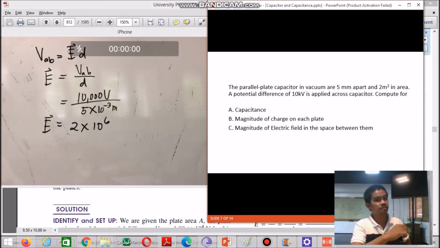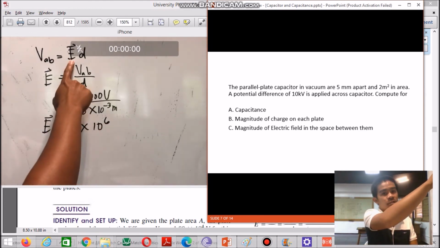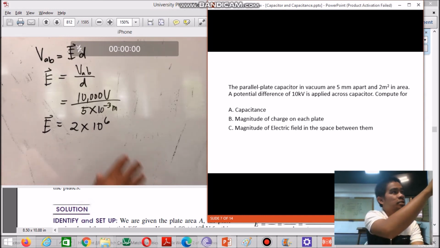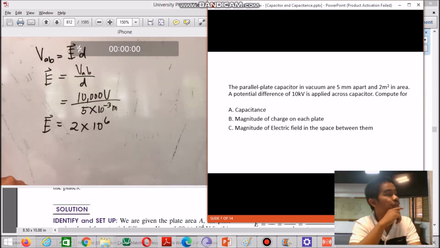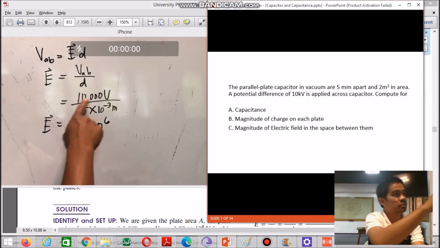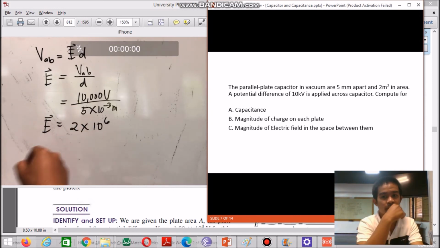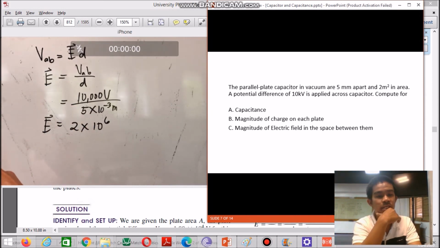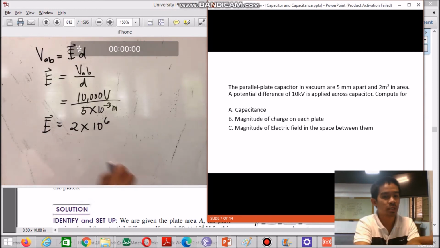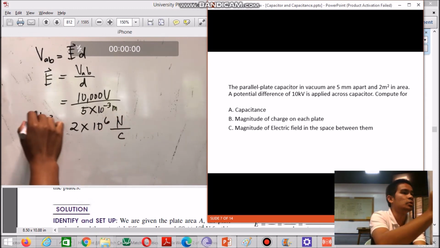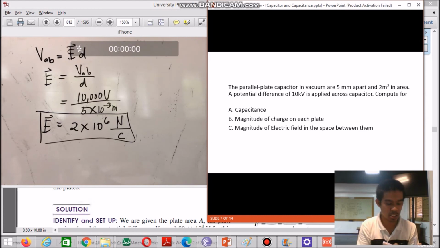You know that the potential difference between the two plates is the electric field between them times the distance between them. So we will rearrange the equation to get the electric field as the potential difference over the distance between them. The potential difference is 10,000 volts, equivalent to 10 kilovolts, divided by the distance between them, which is 5 millimeters, or 5 times 10 to negative 3 meters. Then the electric field is 2 times 10 to the 6 newton per coulomb. That's the electric field.